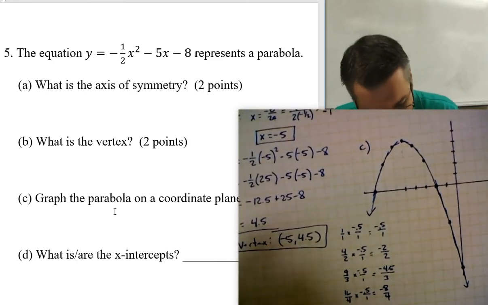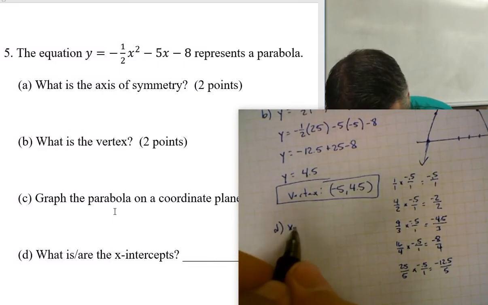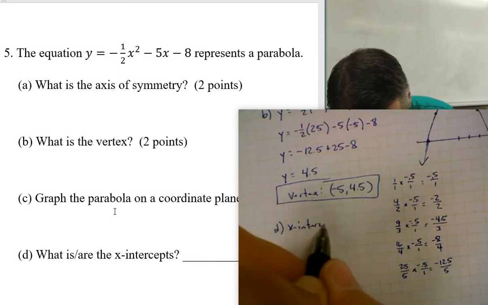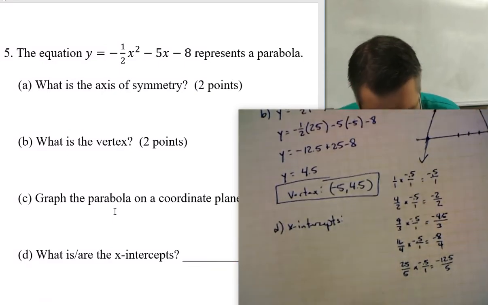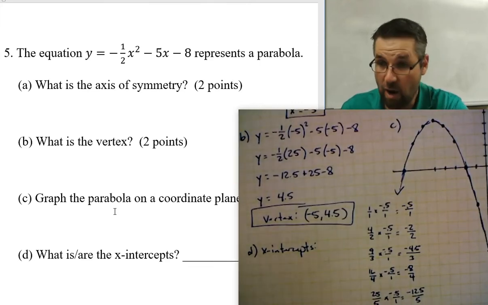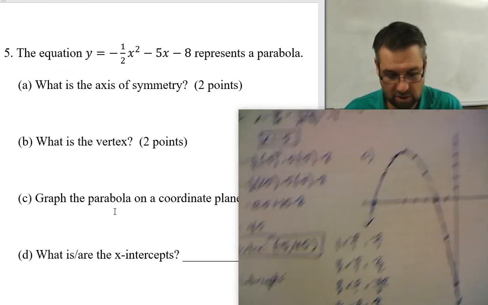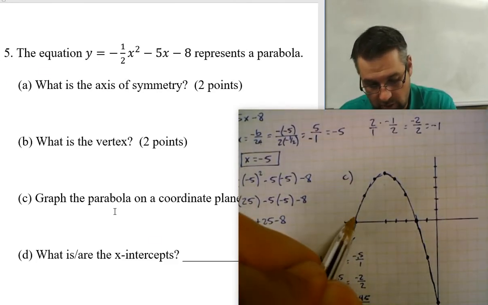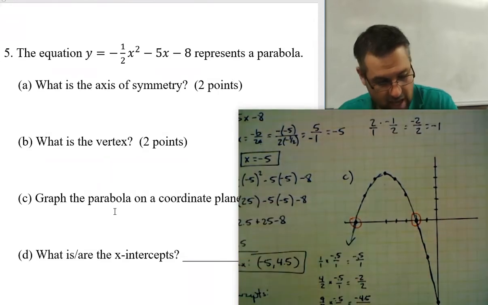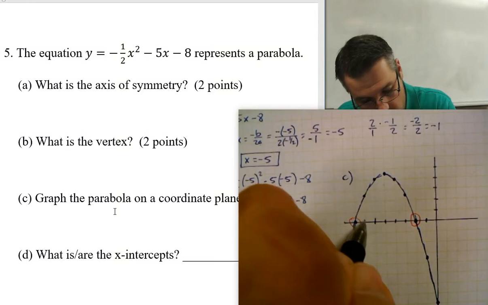Part D, it's asking for us to identify our x-intercepts. Now, our x-intercepts are found in the graph. We're going to learn how to find x-intercepts without graphing later on. But for now, we should be able to see our x-intercepts pretty quickly. Remember, our x-intercepts are where the graph crosses the x-axis. So what are those coordinates? Not what are the values, what are the coordinates?